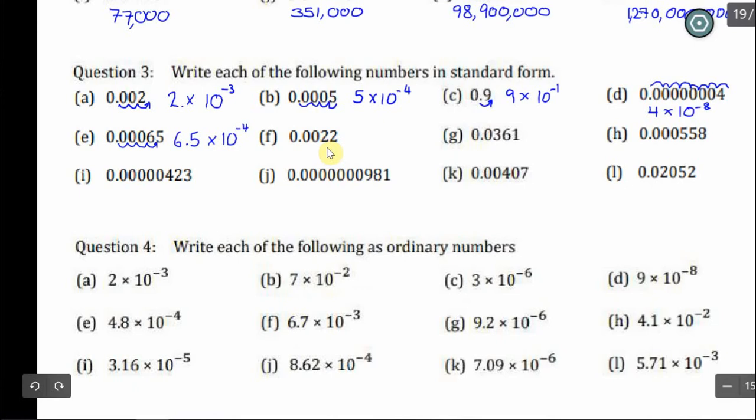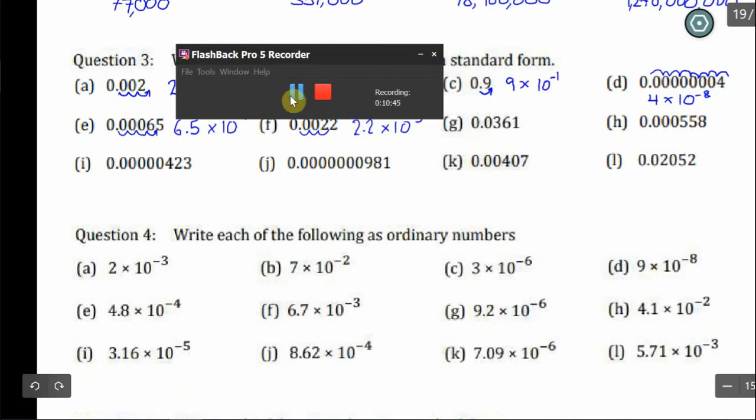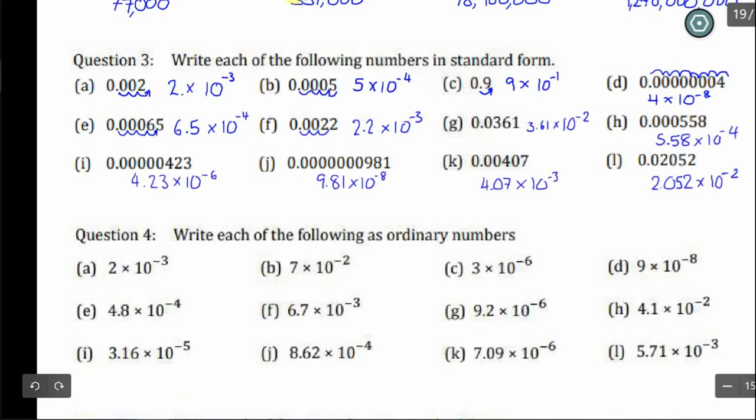Okay, question F would be 2.2 times 10 to the power of negative 3. And so on. I'll do the rest and you can mark. Okay, there's the answers to question 3. Number 4, we need to write these numbers as ordinary numbers again, so it's doing the reverse again.